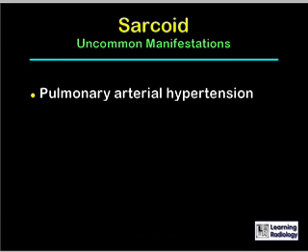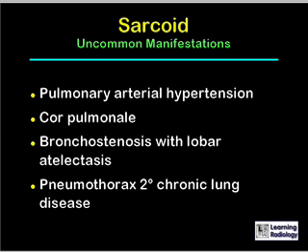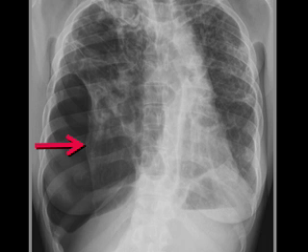Uncommon manifestations of sarcoid include pulmonary arterial hypertension and cor pulmonale, which are less uncommon than some of the others, bronchostenosis with lobar atelectasis. Pneumothorax can occur with any chronic interstitial fibrosing lung disease, including sarcoid. This is a frontal radiograph of a patient with stage 4 sarcoid. The red arrow is pointing to a large tension pneumothorax.